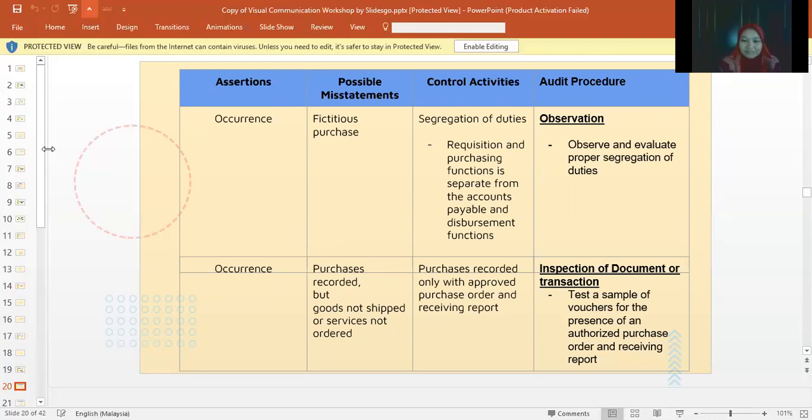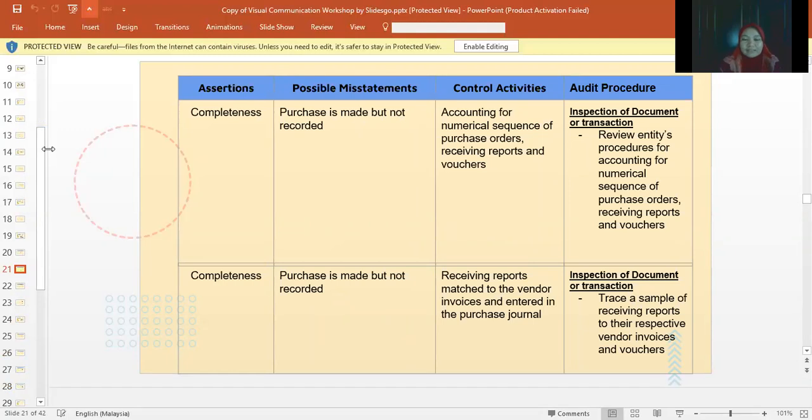And the second possible misstatement for occurrence is purchase recorded but goods not shipped or services not ordered. Okay, for the control activities, purchases are recorded only with an approved purchase order and receiving report. For the audit procedure, inspection of documents or transactions, test a sample of vouchers for the presence of an authorized purchase order and receiving report.